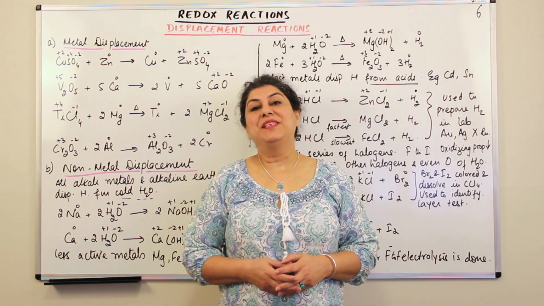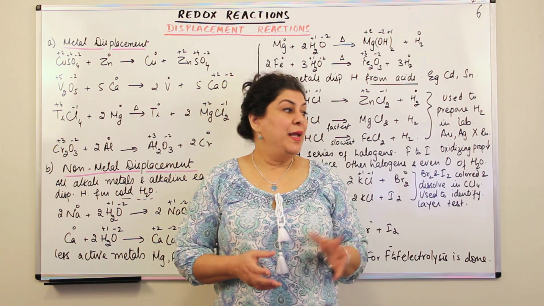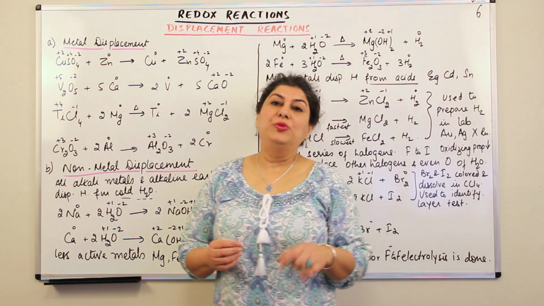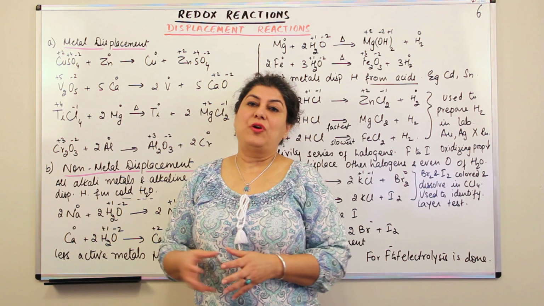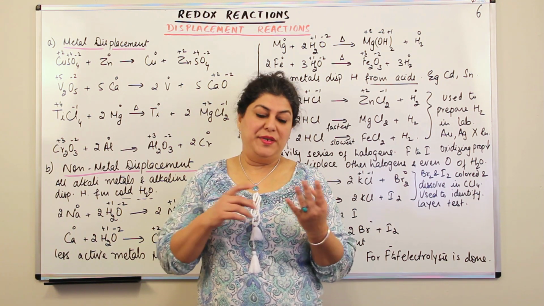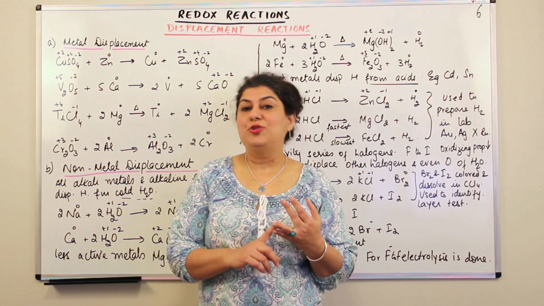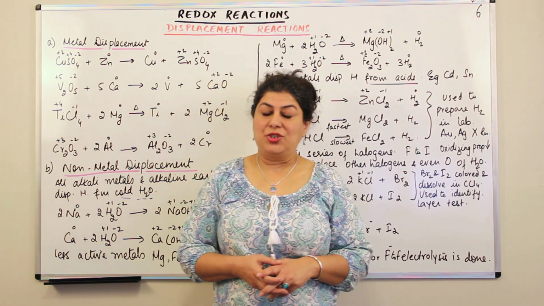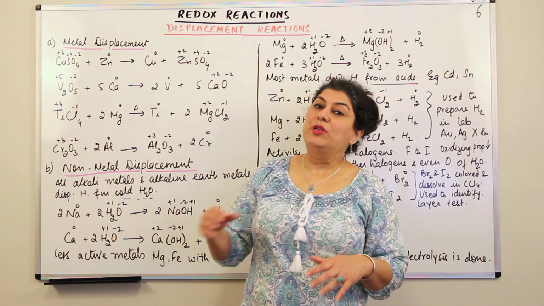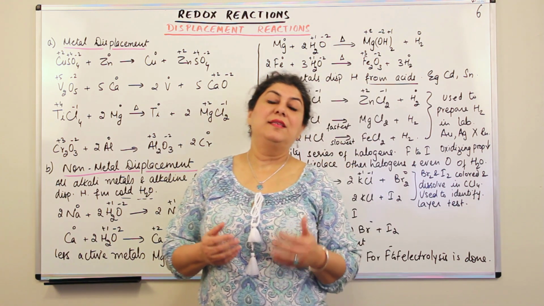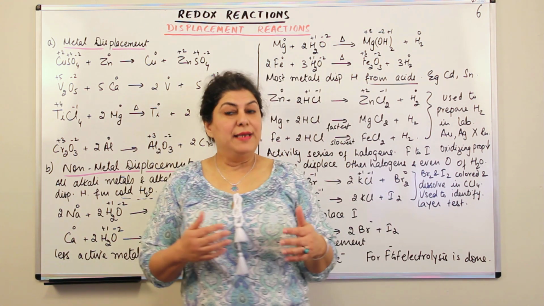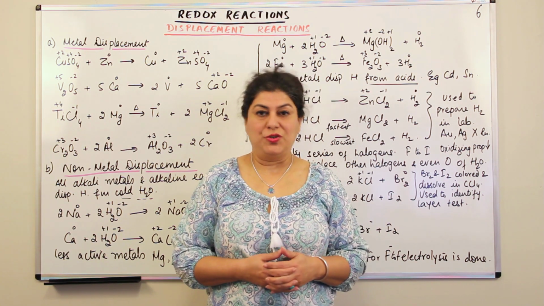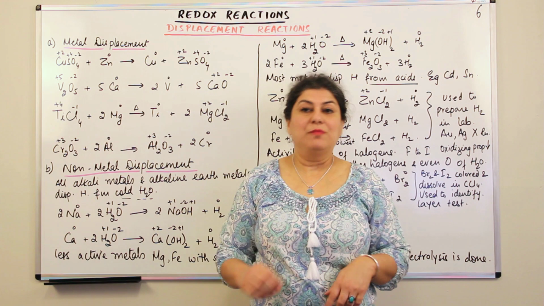We were doing the different types of redox reactions, and in part 5, I told you that there are 4 categories of redox reactions, and I discussed the first 2 categories, that is the combination reactions and the decomposition reactions. In this video, we are going to do the third category, that is the displacement reactions. And in the next video, we'll do the fourth category, which would be the disproportionation reactions. So let us come straight to the point.